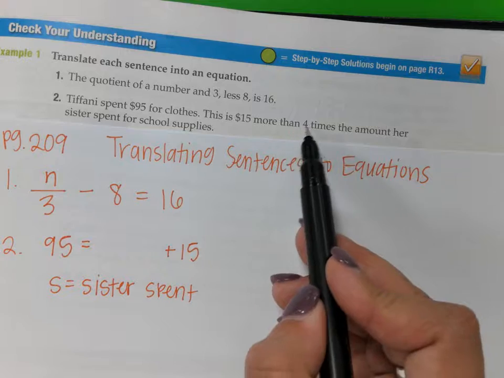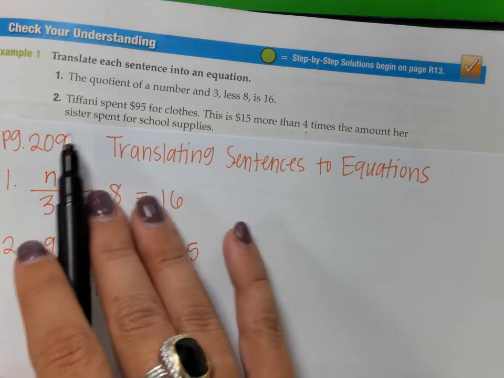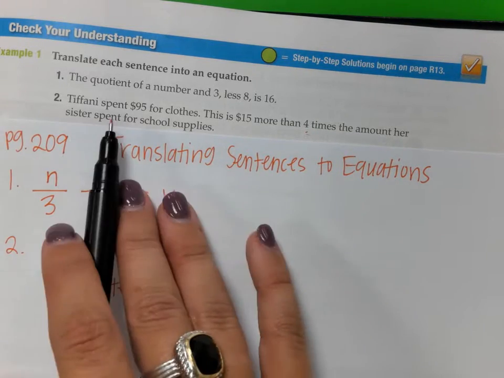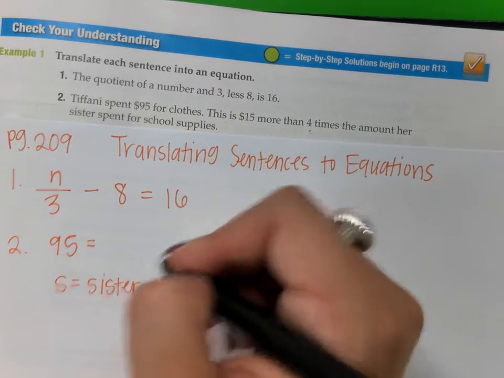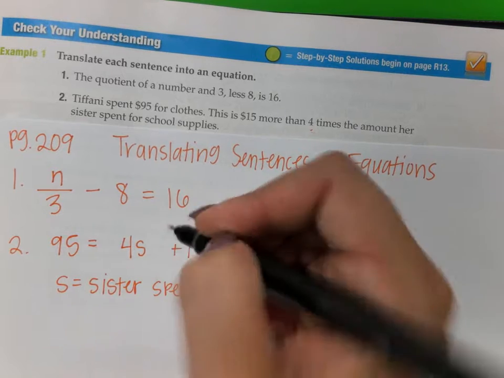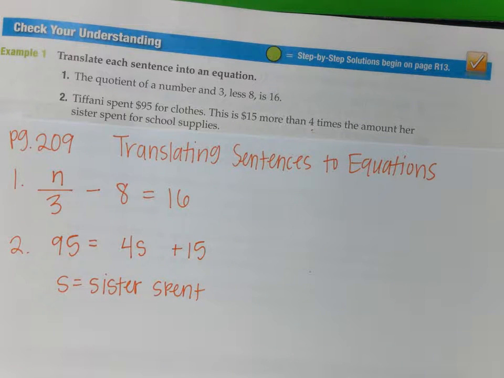And then it's more than 4 times the amount her sister spent. We're looking for the amount that her sister spent. And it's 4 times that. So how do I write that? 4 times S. Or 4S. So that means that I have 95 equals 4S plus 15.